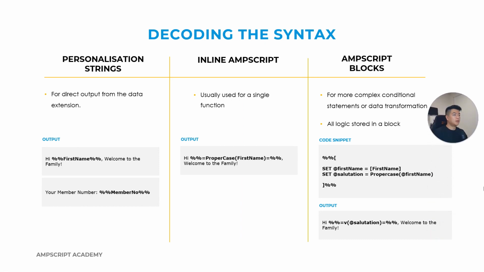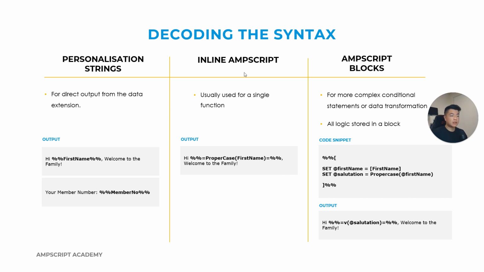Okay, so decoding the syntax. All right, so there's three main components when you really want to understand the syntax of AMPscript. The first one being personalization strings. Personalization strings is really just the direct output of whatever data there is in your sending data extension.